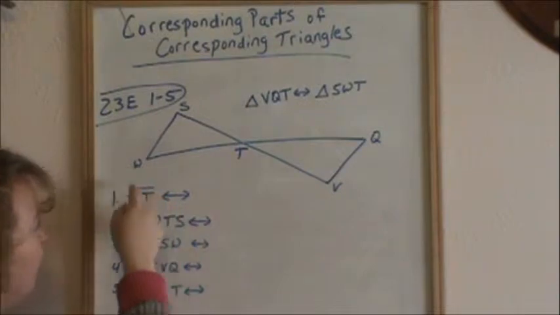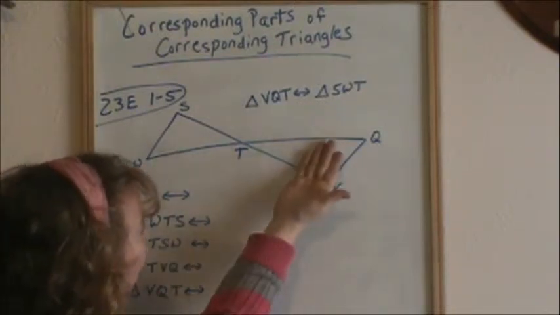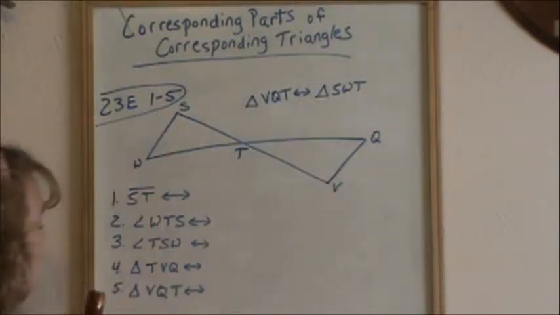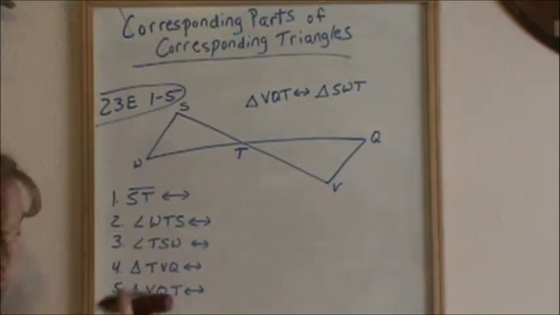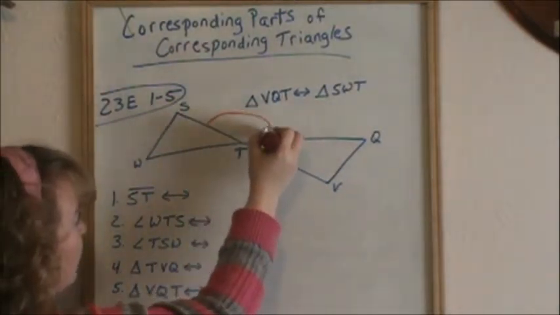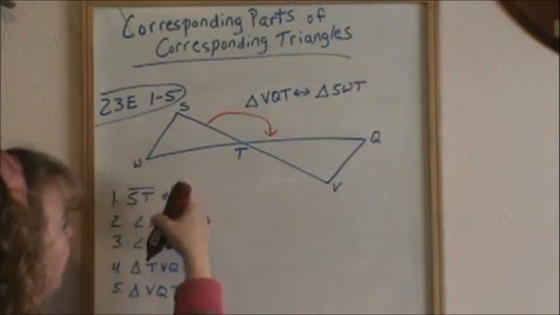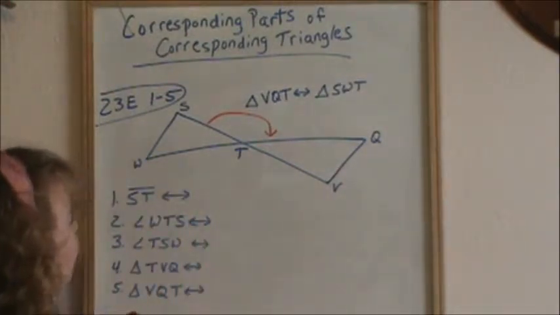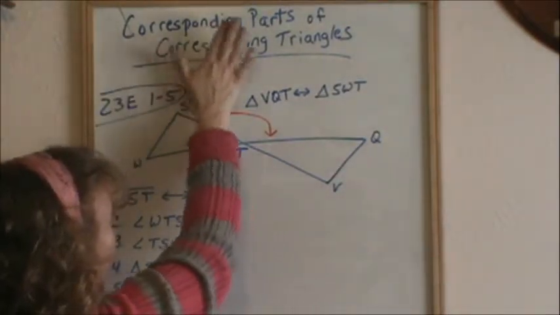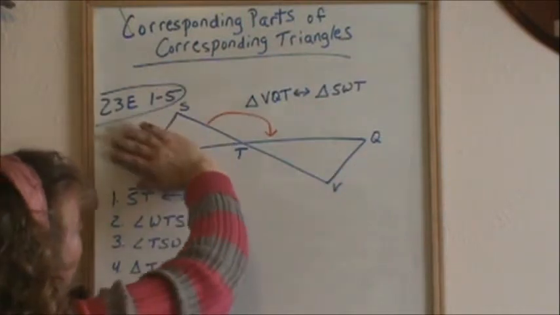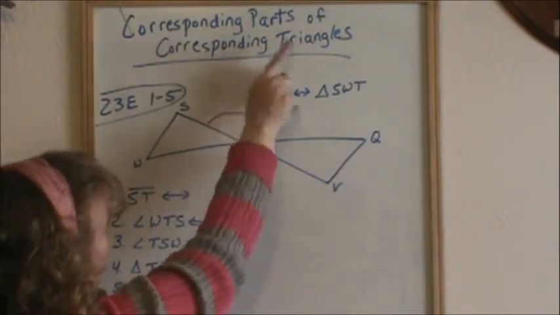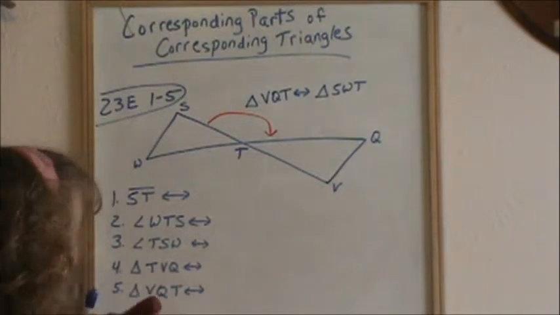So again, let me repeat, you cannot just take this triangle and flip it over. You have to rotate it around. So you have to take this triangle and rotate it around point T and redraw it. When you rotate it around, you will see that point S will come all the way around and correspond to point V.